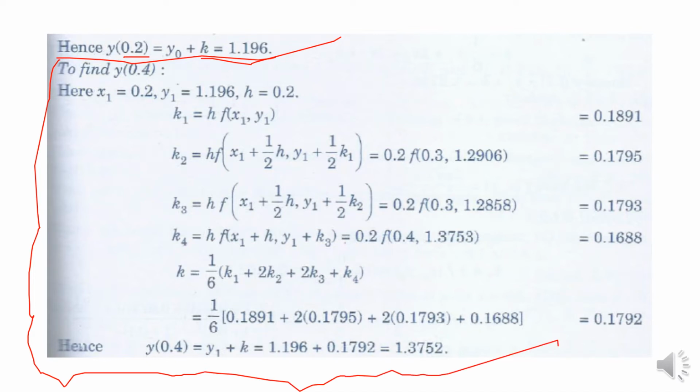Otherwise, what is the only change we have made? In place of x0, y0 we have written x1, y1. Suppose the step size is 0.1, then what to do? Then you have to do 2 steps, and in the second step the change will be here: x1 we will take, y1 and h, and in the formula, wherever x0 is there we will replace it by x1, and wherever y0 is there we will replace it by y1, and the same procedure.